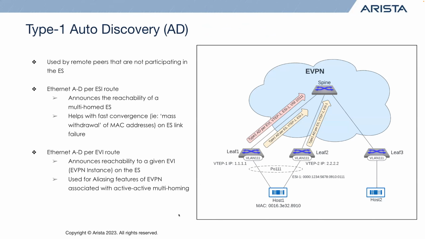So type 1 auto discovery routes are used by remote peers that are not participating in the Ethernet segment. And just like type 2s, there's actually 2 types of type 1 routes. So first, there's the per EVI route here. These announce the reachability of multi-home Ethernet segments, and it helps with fast convergence or mass withdrawal of MAC addresses when there's an Ethernet segment link failure. Also, there's the per Ethernet segment routes. These announce reachability to a given EVPN instance for the Ethernet segment, and they're used for aliasing.